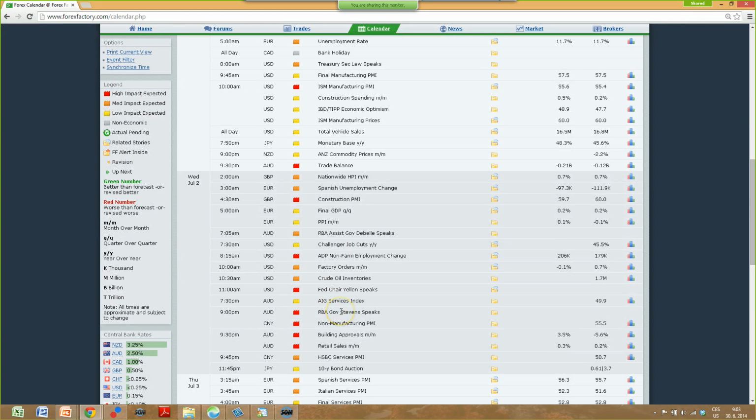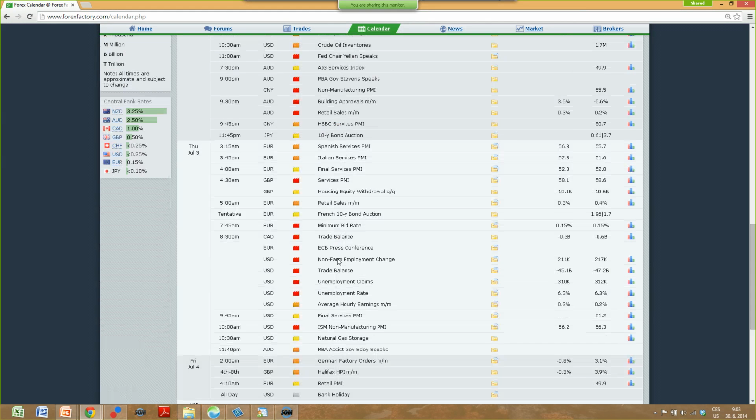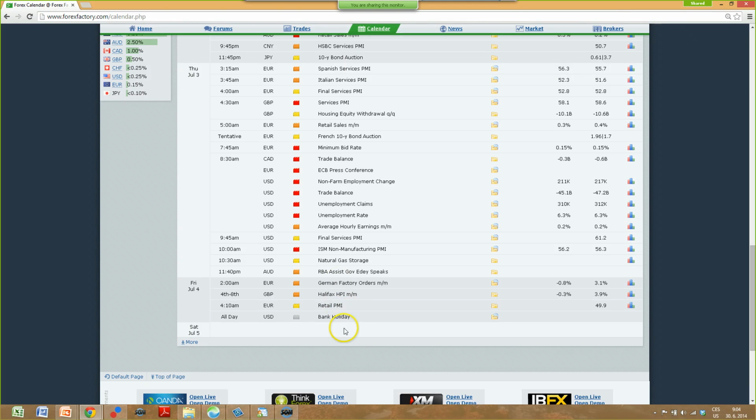Wednesday, we have Aussie news as well, plus USD ADP. Thursday we have the euro minimum bid rate. Usually those are actually on the same day as the pound, but this week there's an exception. Plus we have NFP figures on Thursday. So that's a big day because Friday there's a bank holiday in the US. That's why the NFP figures are one day earlier.